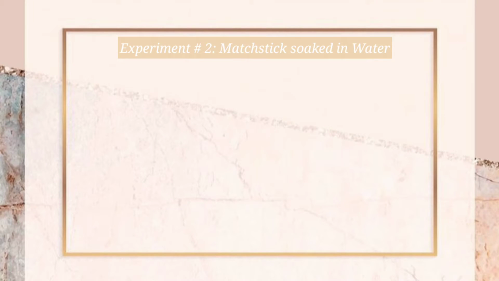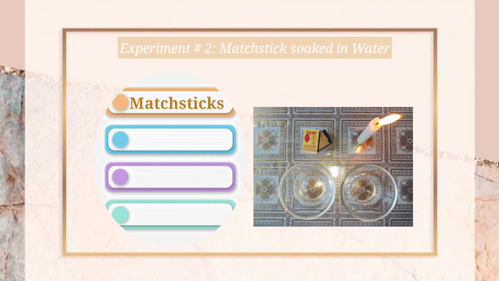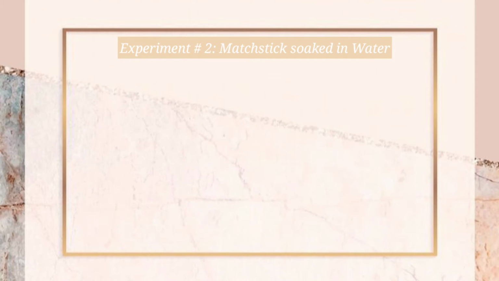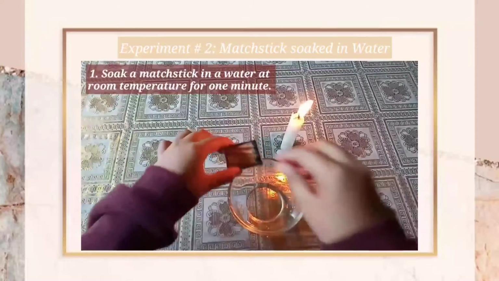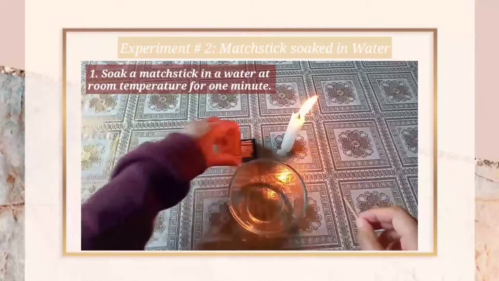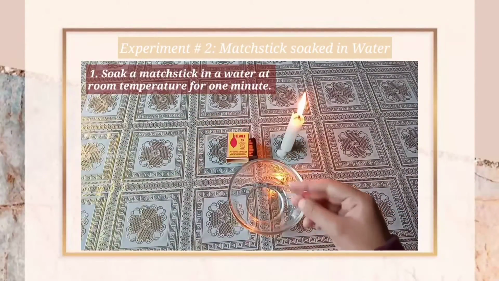Second experiment, matchstick soaked in water. The materials are matchsticks, tap water, ice water or cold water, and then the lighted candle. The following are the procedures. First, soak a matchstick in water at room temperature for 1 minute.